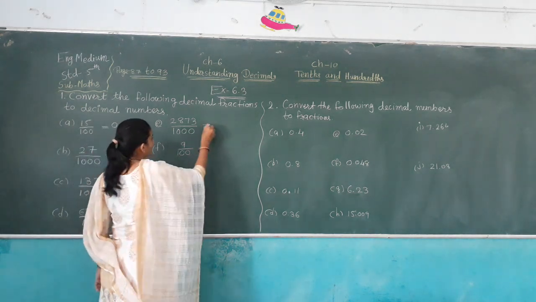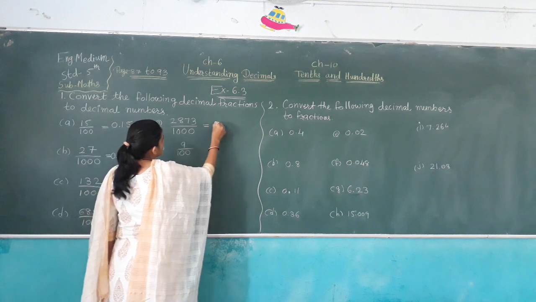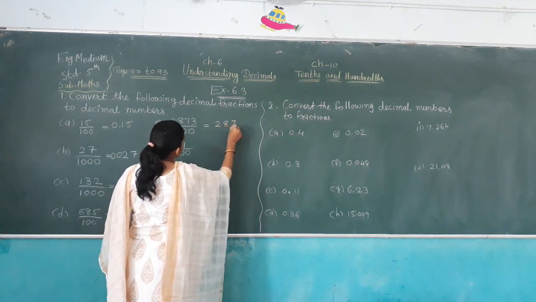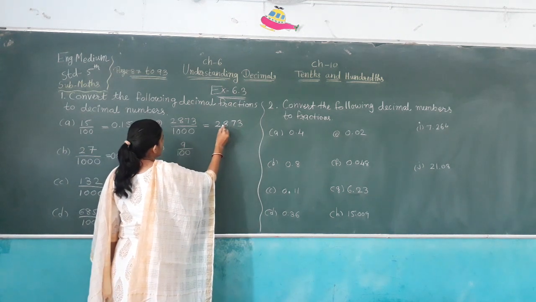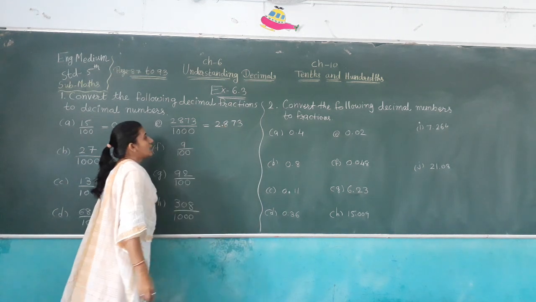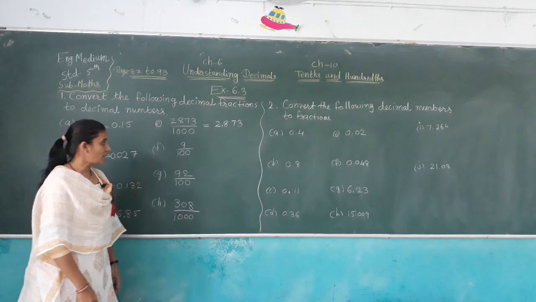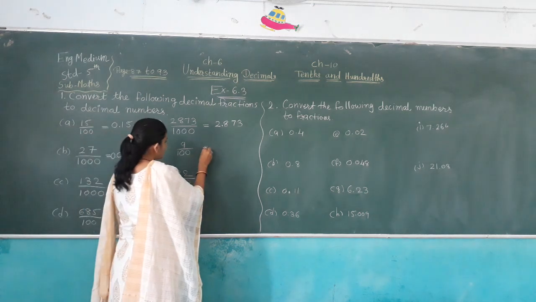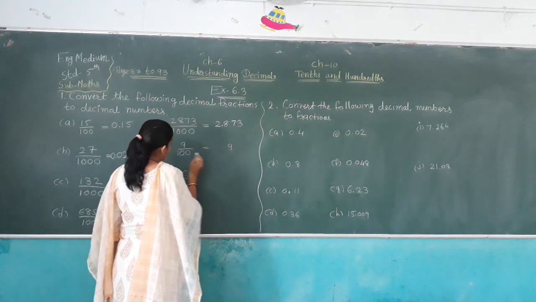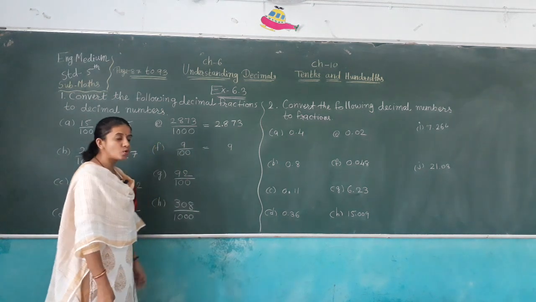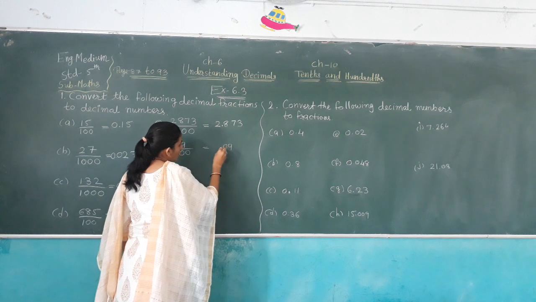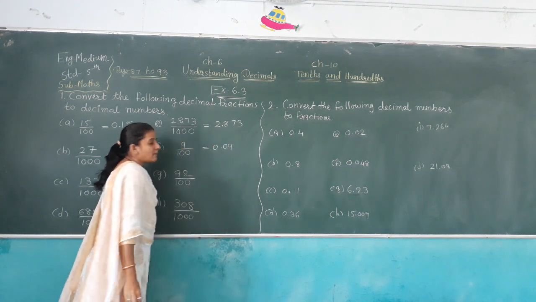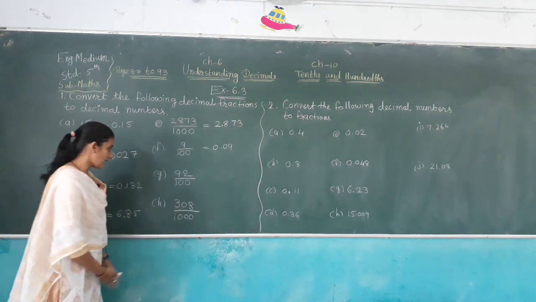Again here 1, 2, 3. Write the digits first the same. Count the digits from the right side: 1, 2, 3. Keep the point here. It makes 2.873. Again here 9. First write 9. How many zeros in the denominator place? 2 zeros. Here only one digit. Keep here 0.0. It makes 0.09.